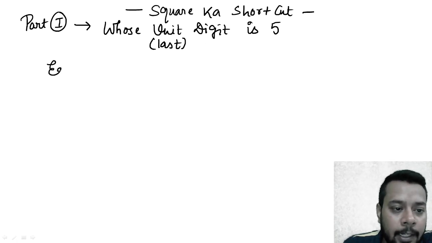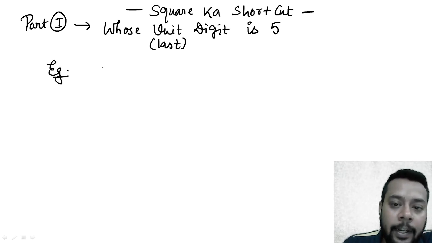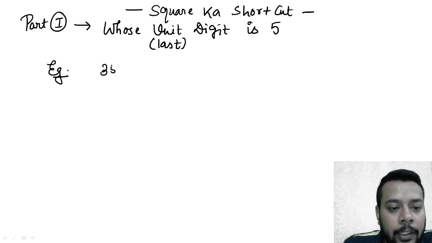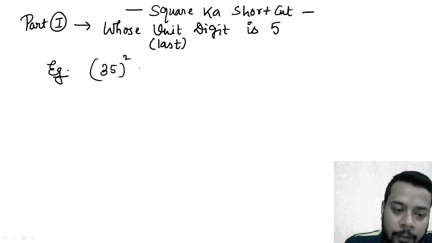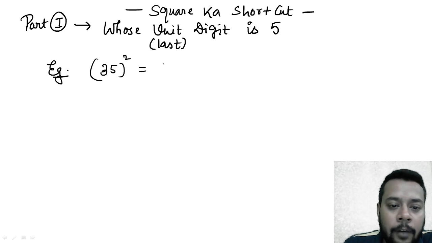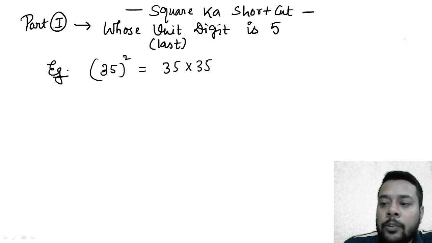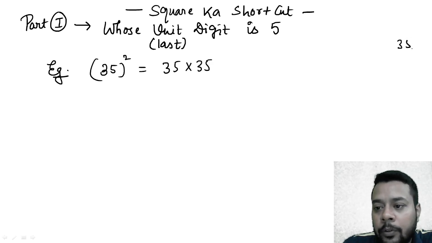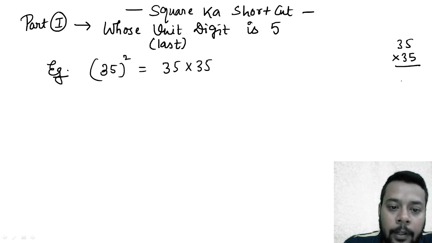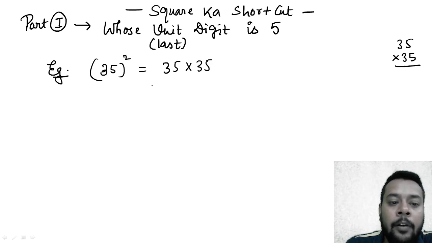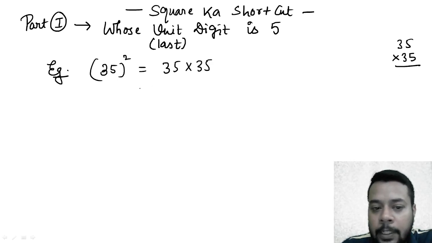So let's take an example. Suppose you have to find the square of 35. First of all, what do we mean by square of 35? It simply means 35 into 35. Small kids have to do the value of 35 into 35 in this way, or some people suggest taking a plus b whole square, 30 plus 5 whole square.